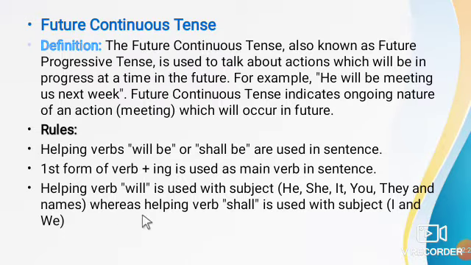We use then will be. Whereas helping verb shall be is used with subject I and we.